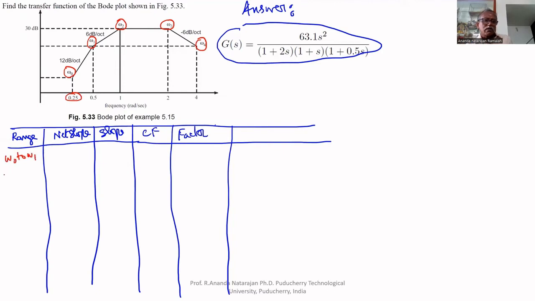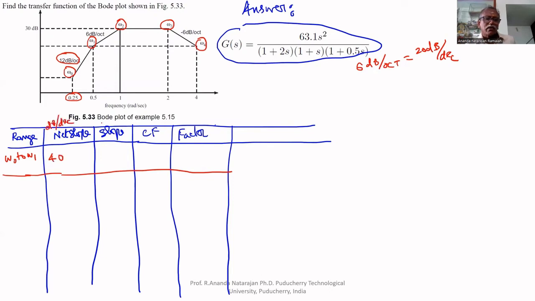Omega 1. What is the slope? The slope is 12 dB per octave. Already I told you that 6 dB per octave is equal to 20 dB per decade. Here it is 12, therefore it is 40 dB. The slope is positive, therefore 40 dB per decade.